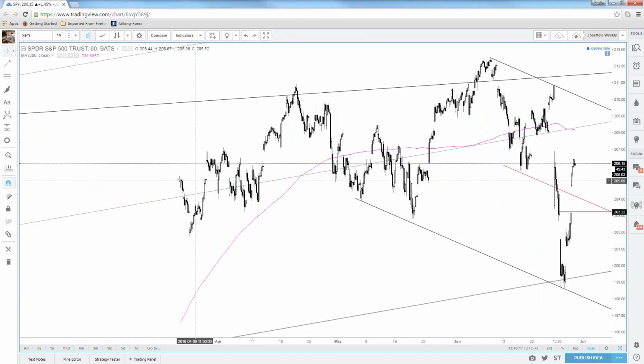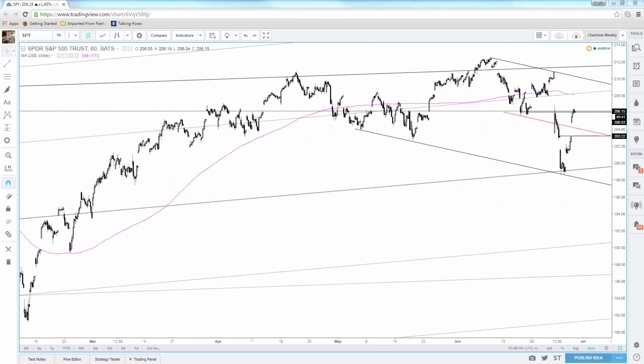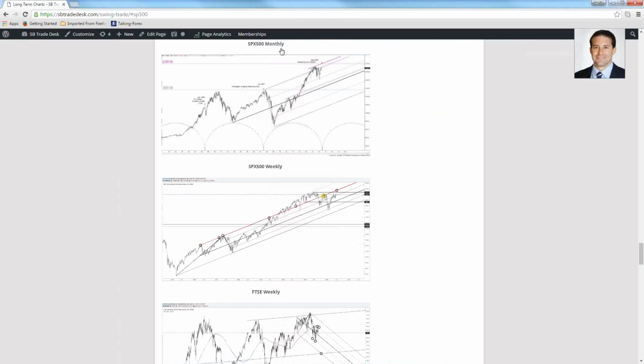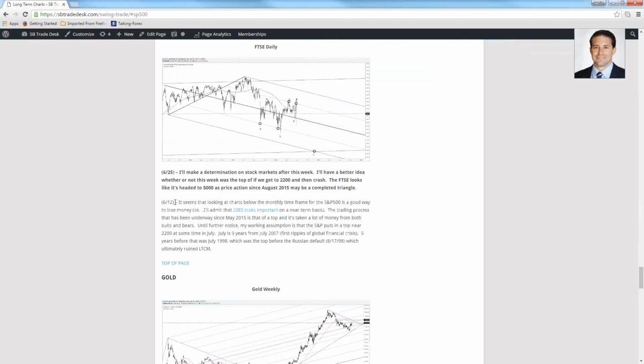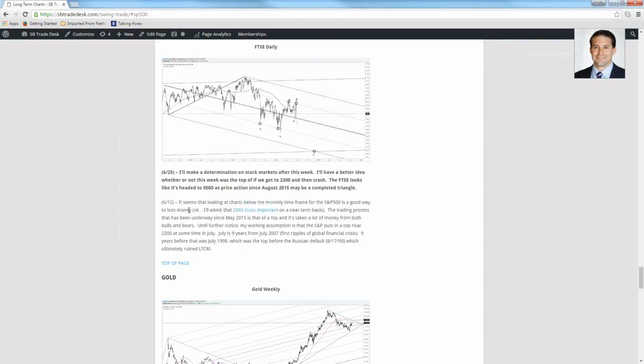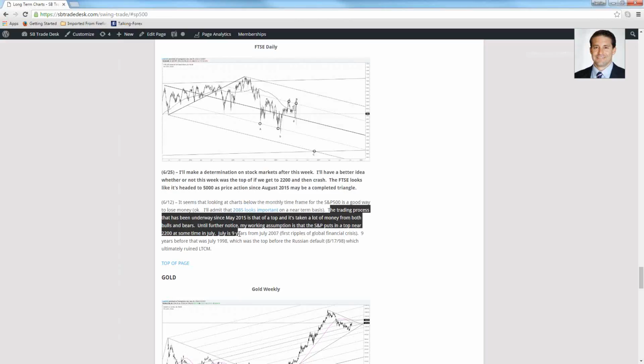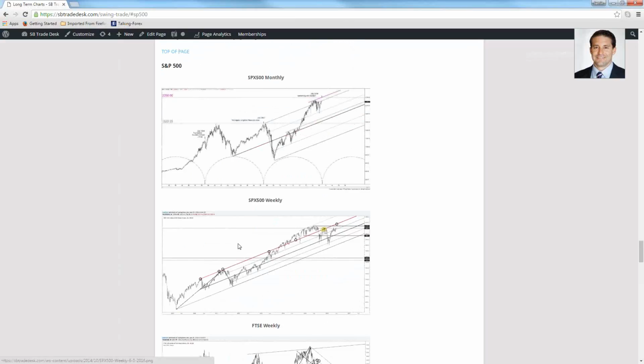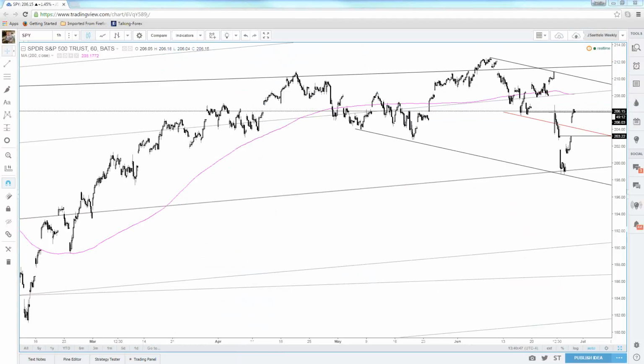I go back to the comments from long-term charts, basically saying on the S&P 500 that looking at charts below the monthly time frame is a good way to lose money. Okay. That doesn't change that the trading process underway since May 2015 is a top. All right. Again, maybe we get to 2200 before this is all said and done.